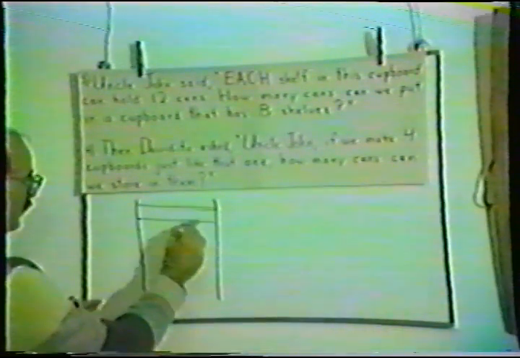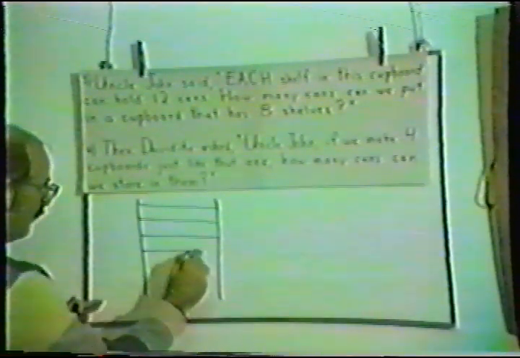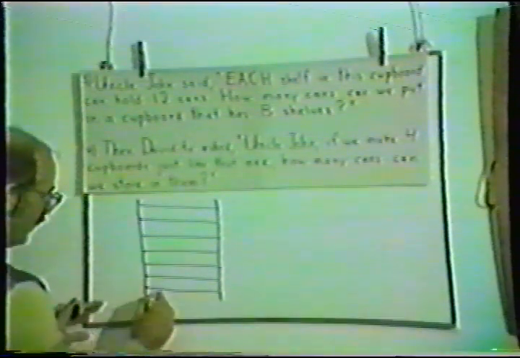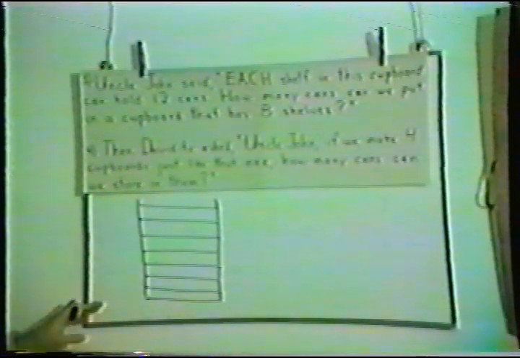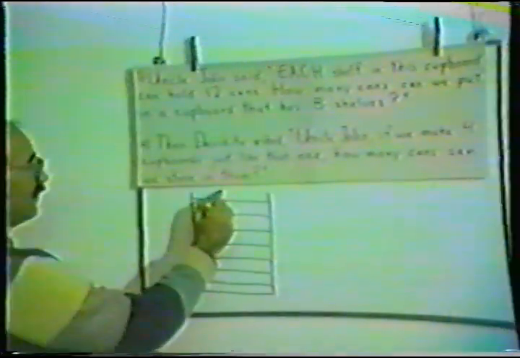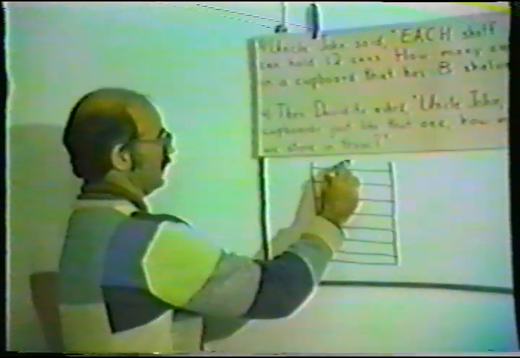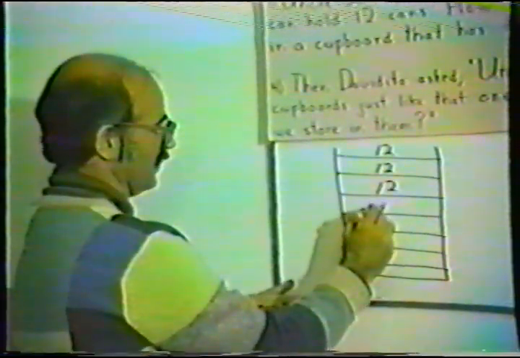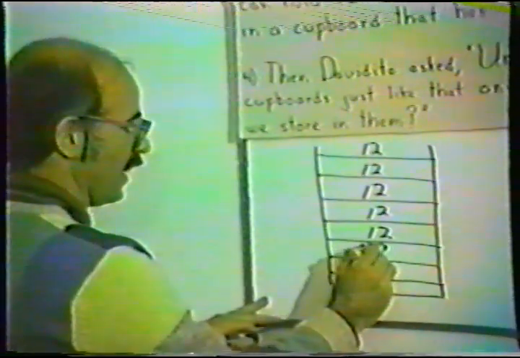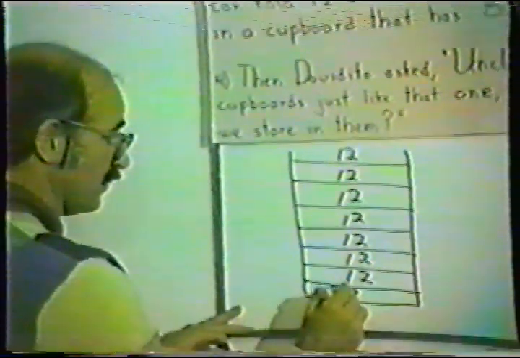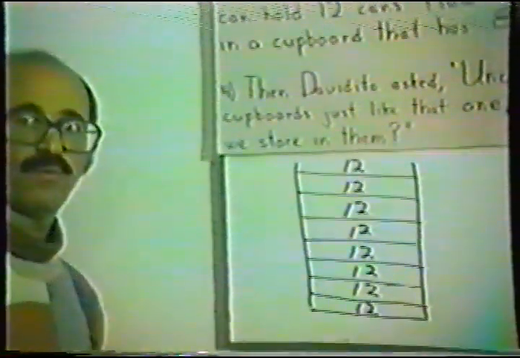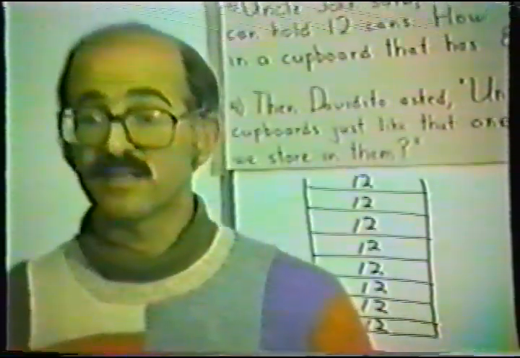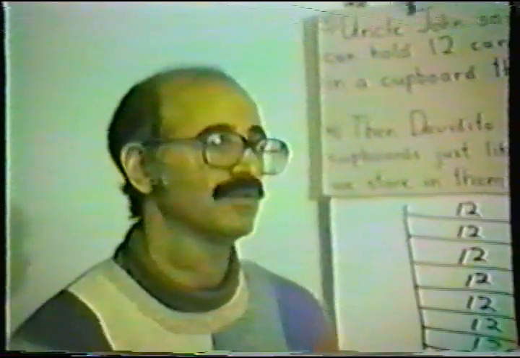1, 2, 3, 4, 5, 6, 7, 8. How many cans on the top shelf? 12. And the next shelf? 12. And on each shelf? 12. And how many of these 12s do we have? 8. We have that 12 8 times. We have to multiply again.